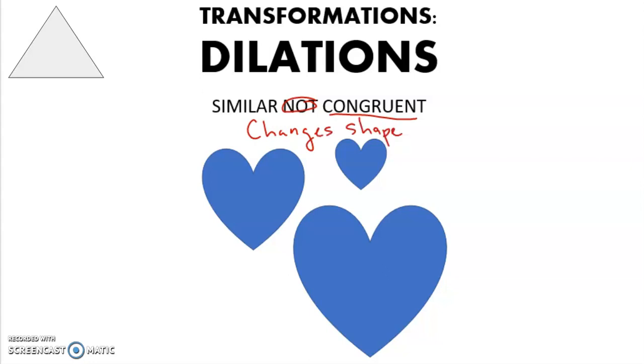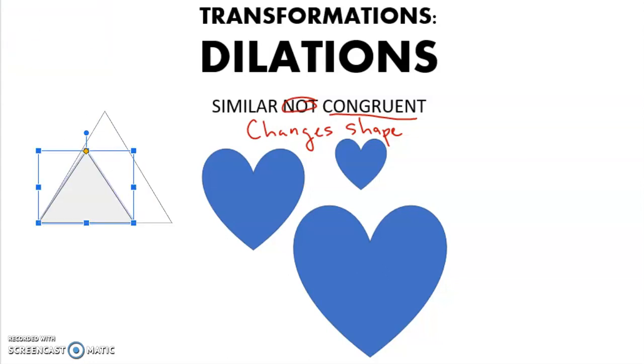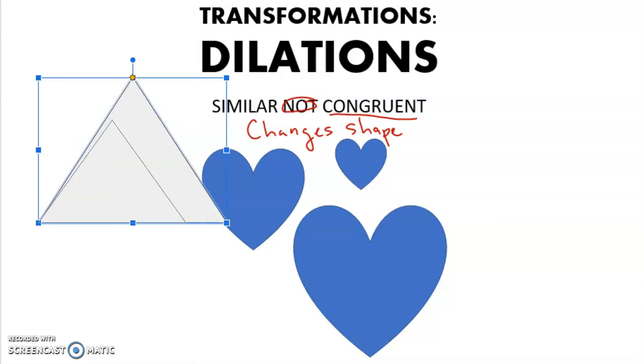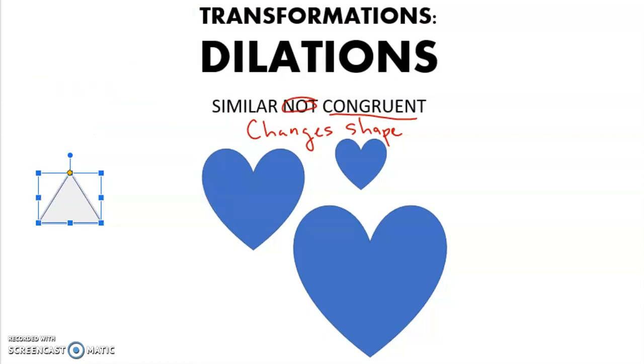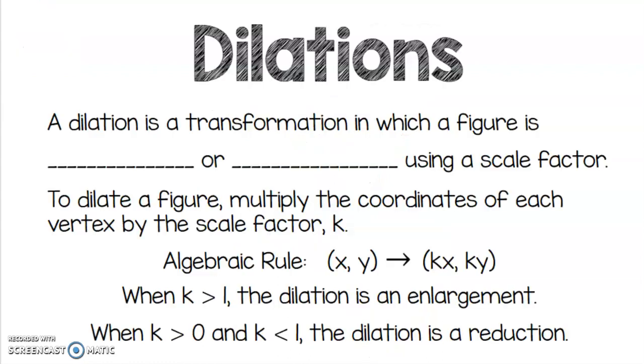If you've ever done any kind of design work, then you've done a dilation, right? So I can enlarge this, I can shrink it back down, right? Anytime you change the size of the original, you created a dilation. And we're going to keep things proportional using what's called a scale factor and look at what this means, okay?